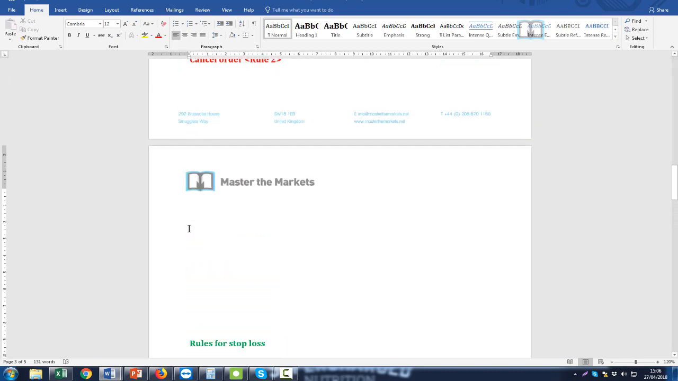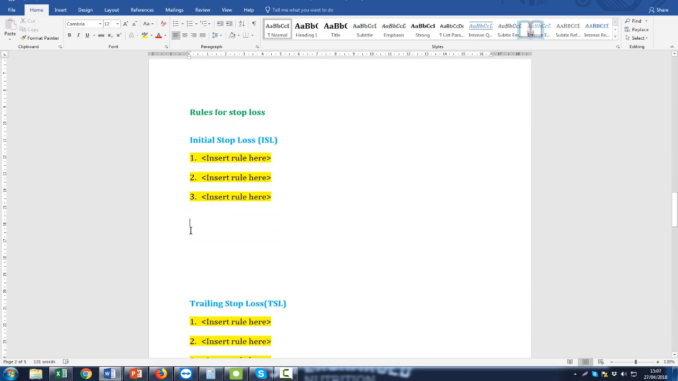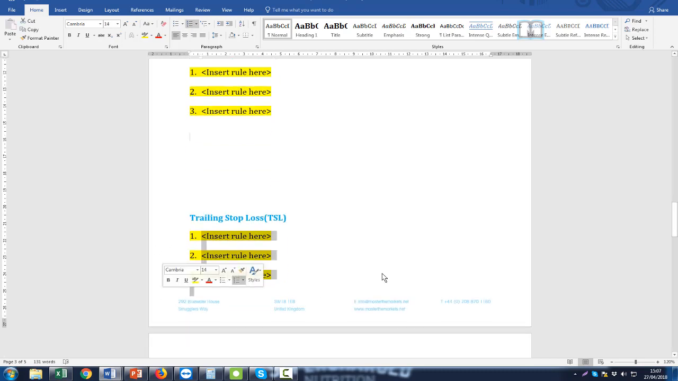And then the next part of the script sheet, of course, is the rule set. So for stop loss, there are two parts. How do we put the initial stop loss? Are we going to put our stop loss on the low of the bar, or the low of the bar plus 5 pips or something like that? What's our initial stop loss and why? And then also the trailing stop loss. How are we going to manage the trade?